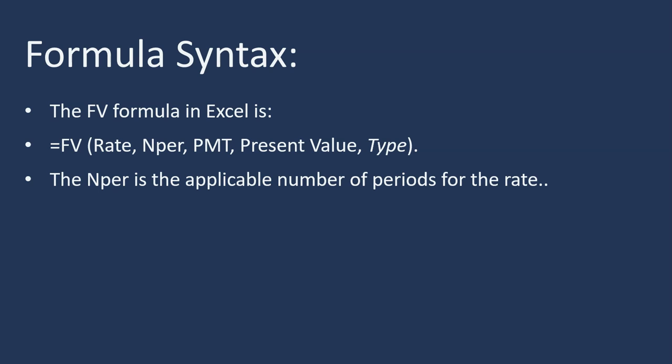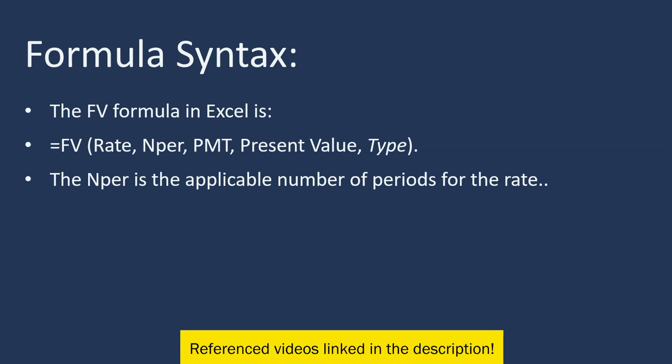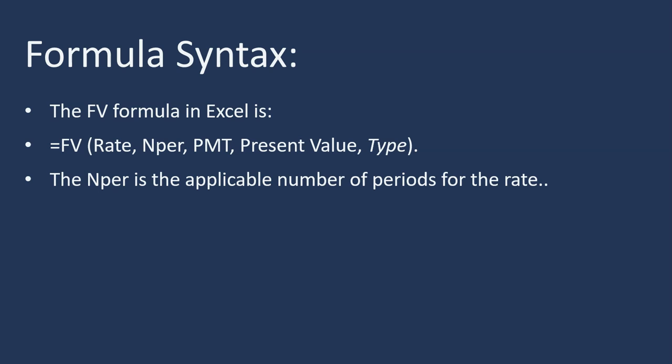NPER is the number of applicable periods for the rate. So if you have 5 months that you're going to be putting something in for, then that's going to be 5. Could be years. Make sure that your interest rate and the number of periods are corresponding, so you don't want to have an annual rate of interest with monthly compounding. You can refer to some of our other videos on the effective rate or the nominal rate of interest, which I'll link within the description of this video if you need help with understanding that.